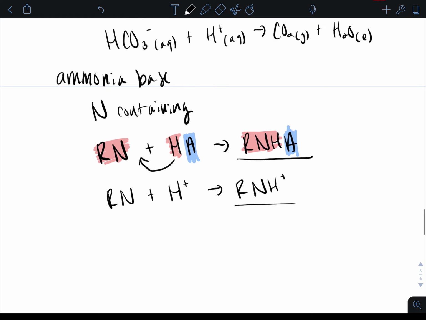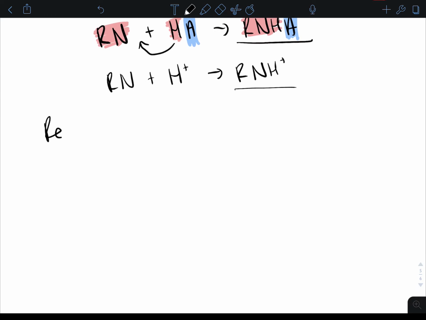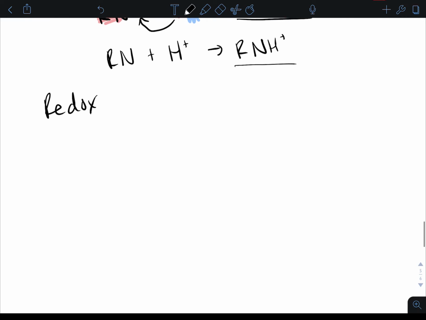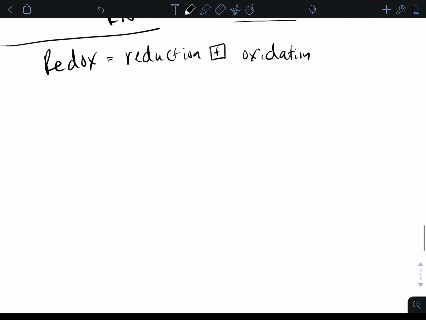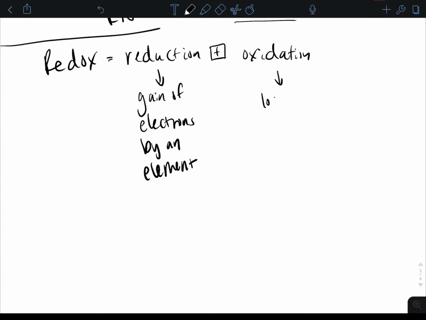Last thing I want to talk about, and I'm only going to very briefly talk about this, is the idea of redox. Because I'm going to go over this a little bit more in detail in class, through an example. But redox is reduction plus oxidation. So this is our last reaction type for this lecture, where reduction is the gain of electrons by an element, and oxidation is the loss of electrons by an element.